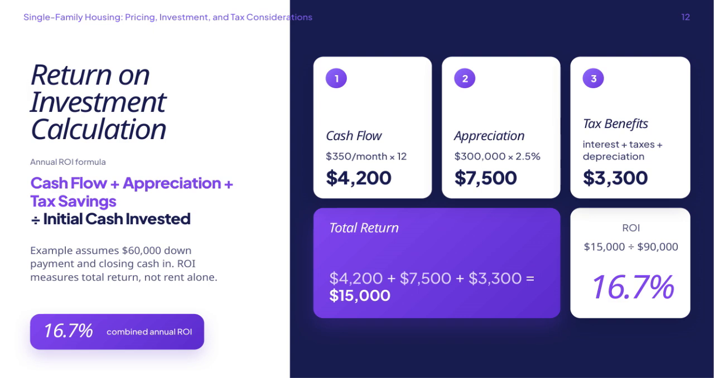Appreciation refers to the increase in property value, which is calculated at 2.5% of the $300,000 property price, giving us $7,500. Tax benefits include savings from interest, property taxes, and depreciation, totaling $3,300. Adding these together, we get a total return of $15,000. When you divide that by the initial investment of $90,000, which covers the $60,000 down payment plus closing costs, you end up with an annual ROI of 16.7%. This figure is important because it measures your total return on investment, not just the rent income alone.